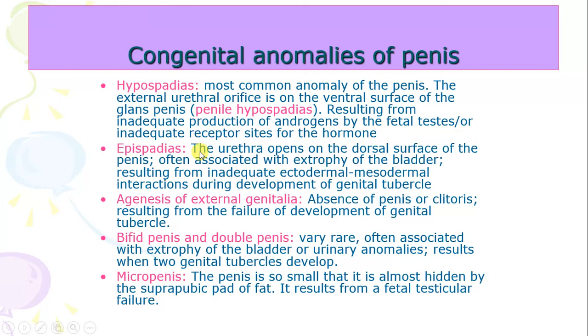Hypospadias, epispadias, agenesis of external genitalia, bifid penis, and micropenis are the congenital anomalies associated with the development of the penis, that is, the genital tubercle actually. These are the anomalies associated with this.